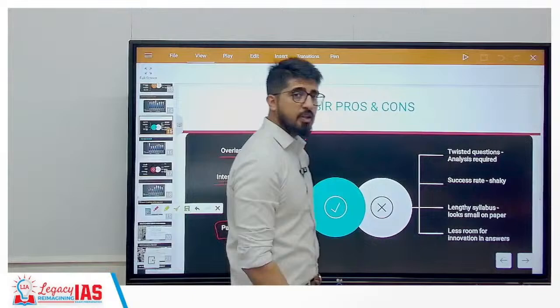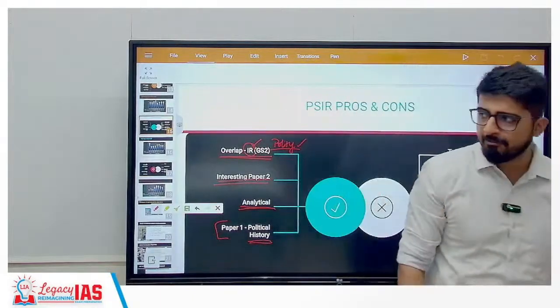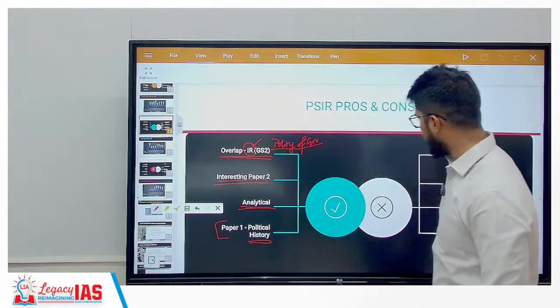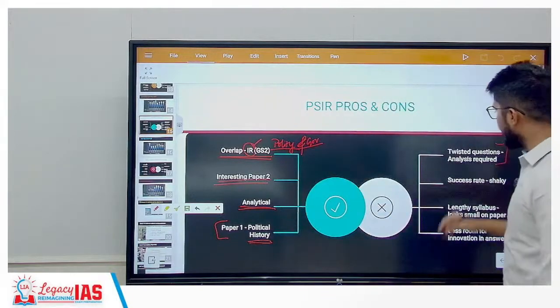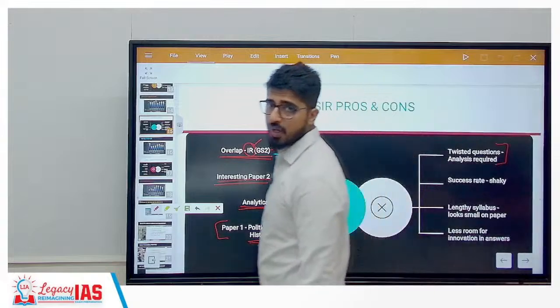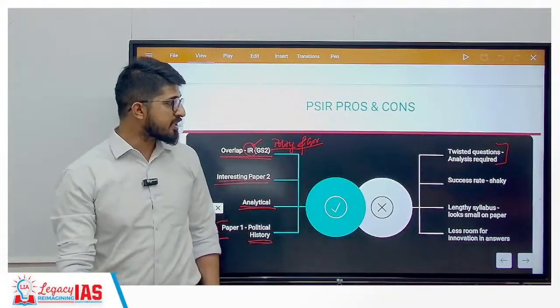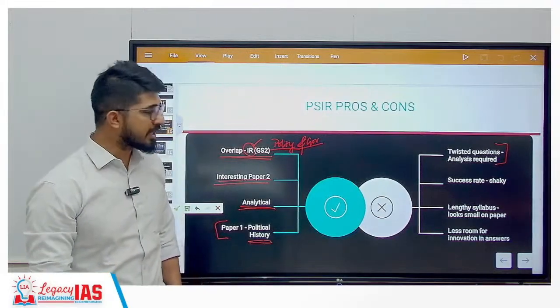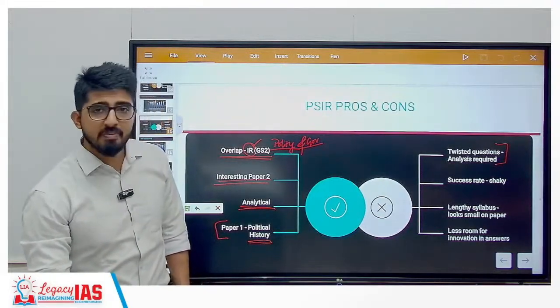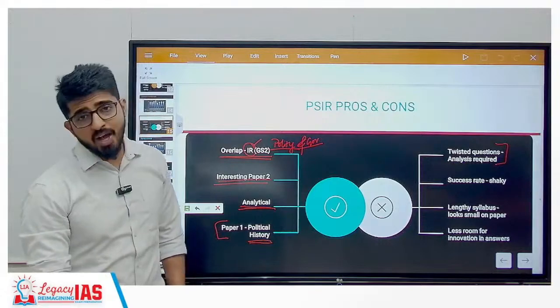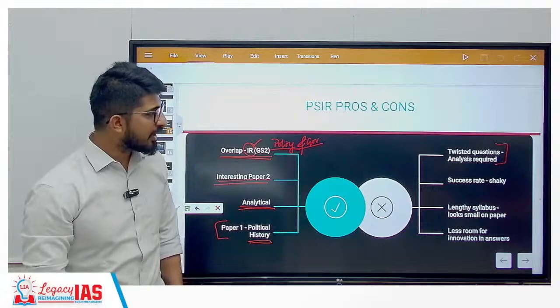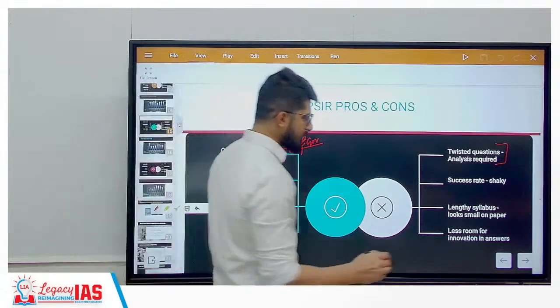Polity is the paper, the subject where it has an overlap with polity and governance to an extent. The con is the twisted questions that you get. You get a lot of twisted questions. Analysis is required; you need to do quite a lot of analysis. You have to break down the questions further into smaller pieces and then look at where the question actually belongs, which chapter it belongs to. That becomes a bit tough.